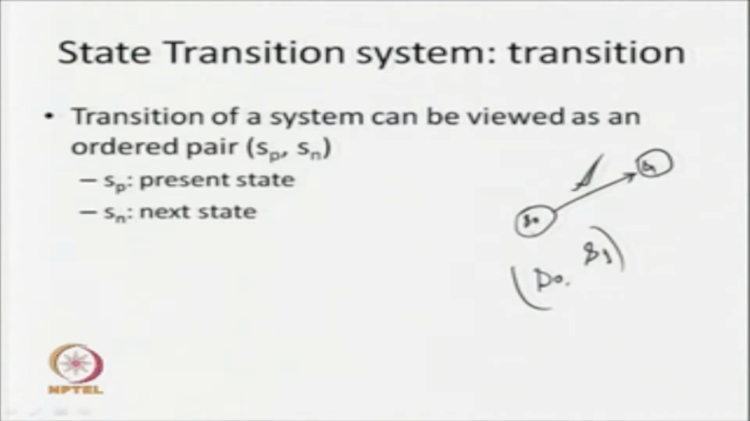So, we can say that S0 is the current state or present state of my system. Once it makes a transition, it goes to S1, which is the next state of my transition. That is why I am saying that this transition can be represented with the help of an ordered pair SP and SN, where SP is the present state and SN is the next state. With the help of these, we can represent the transition, and once we collect all the transitions, we get the entire state transition diagram, or the behavior of the state transition diagram.